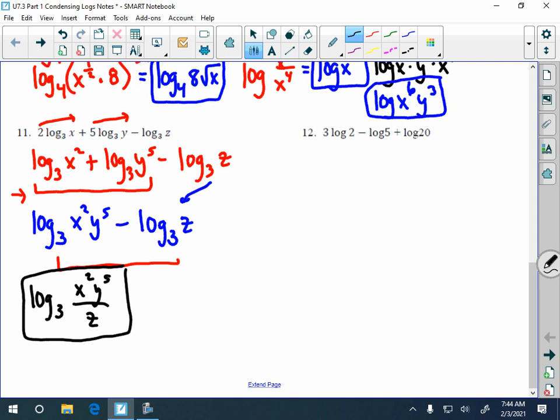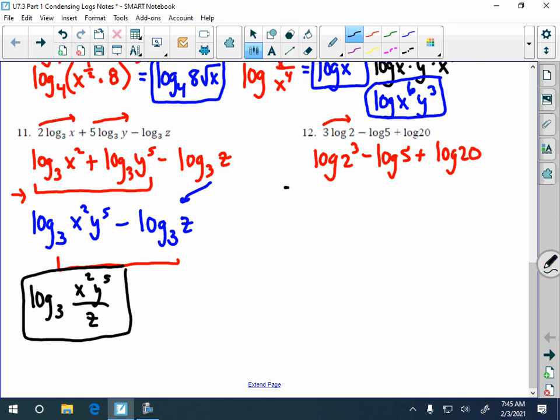All right, and then let's do this last one, number 12. Same thing, numbers in front go up as exponents. So that 3 is the only one that's going to go up. So we have log 2 cubed minus log 5 plus log 20. And that 2 to the third, if you want to change it to an 8, you can.